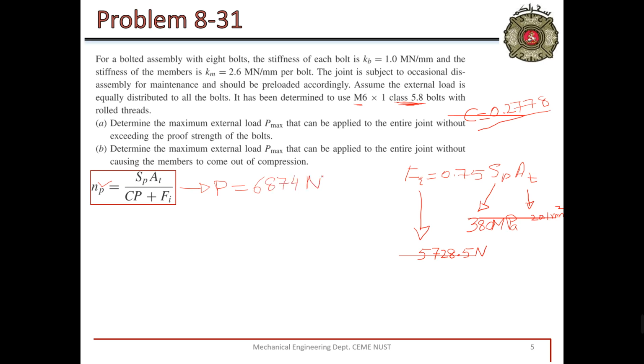This is the load on one single bolt, and for this assembly we have 8 bolts. So P total can be calculated by multiplying this term with 8. 8 multiplied by P gives us a value of 55 kilonewton of external load that can be supported by this 8 bolt bolted assembly.